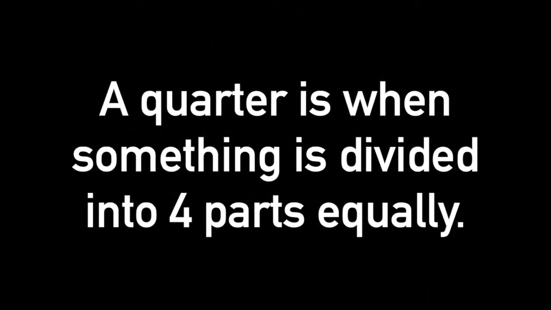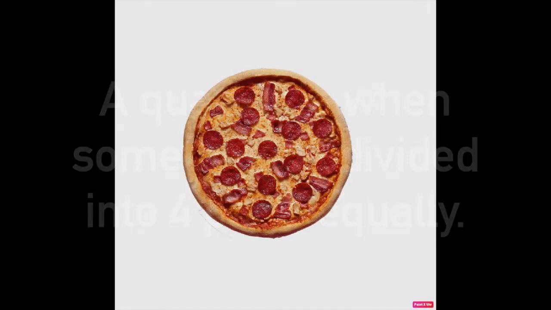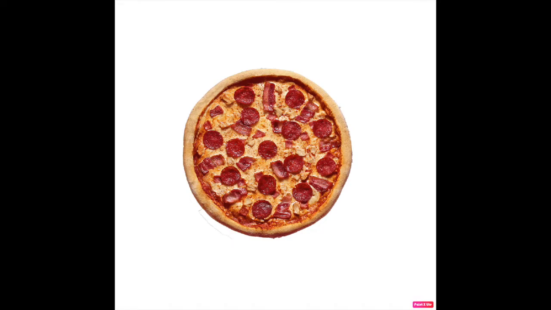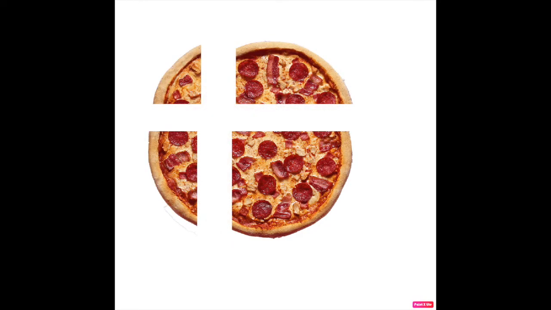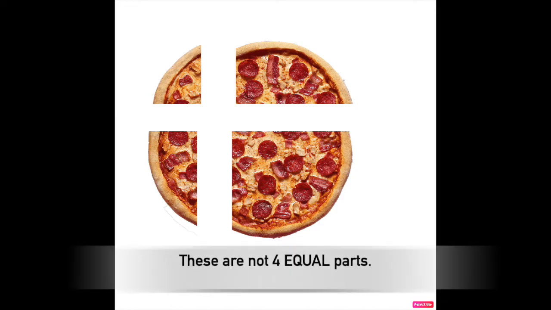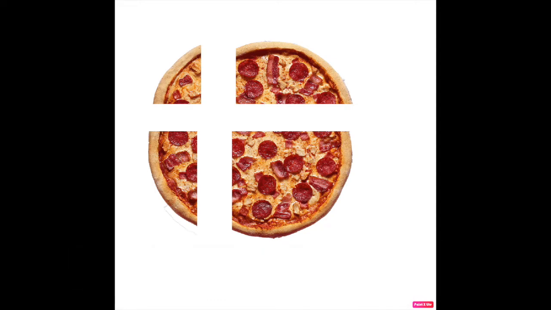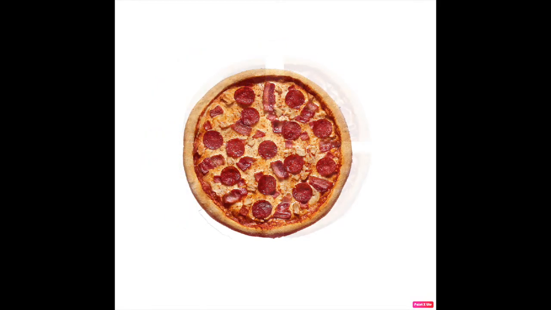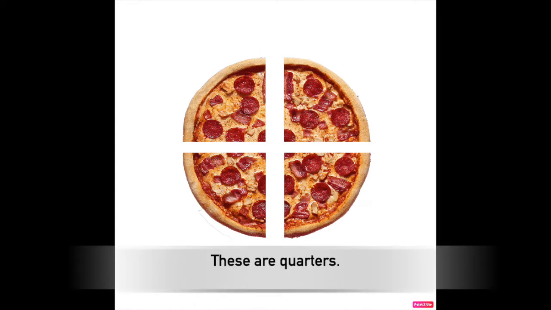Now we are going to learn about quarters. A quarter is when something is divided into 4 parts equally. Again, let's look at our whole pizza. If we divide it like this, is this an example of quarters? Well done! No, these are not 4 equal parts, so we know it is not a quarters fraction. But how about now? Well done. These are quarters.